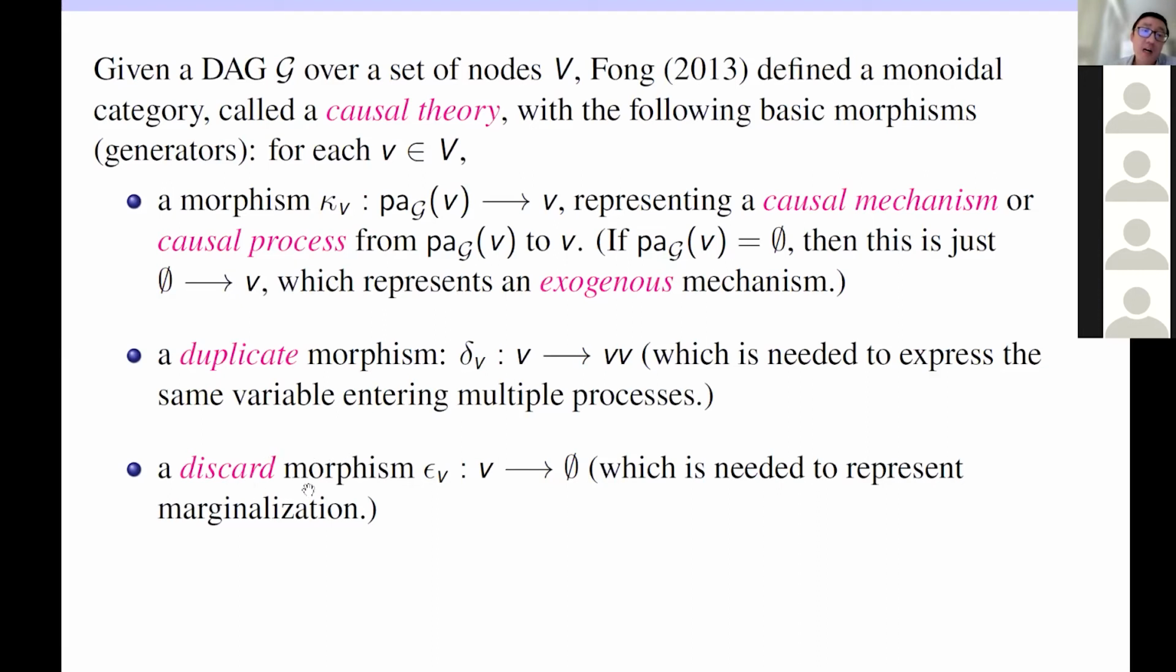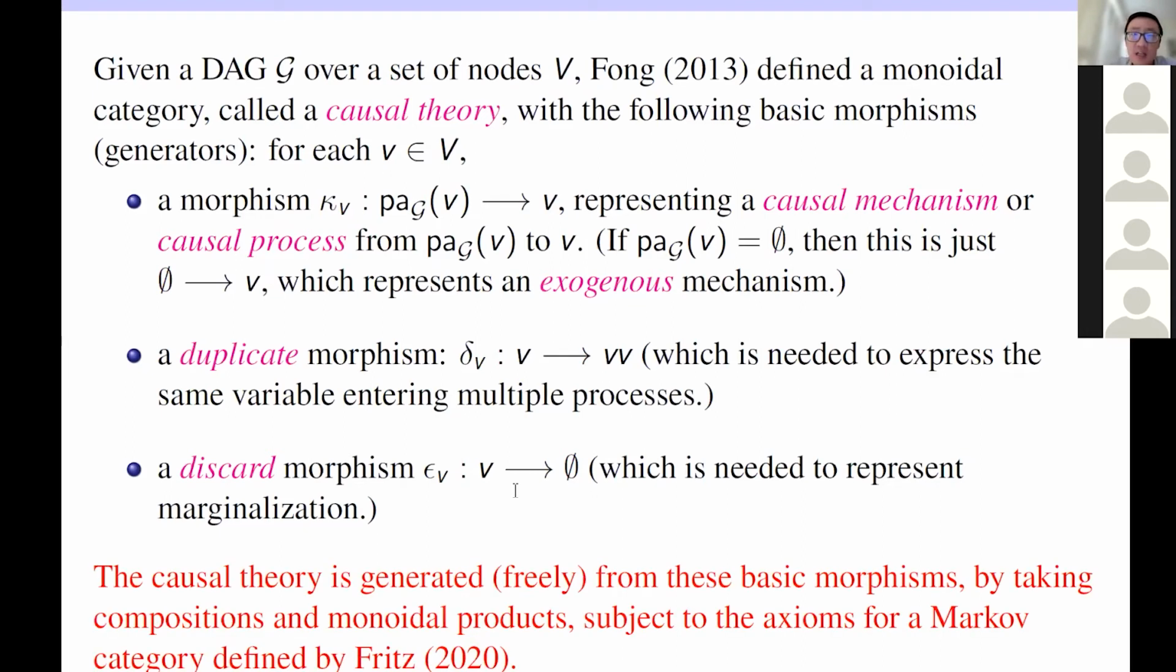And then there will be a discard morphism. The discard morphism is from this node to the monoidal unit, which is the empty set. This is needed to represent marginalization. When you do marginalization in this framework, you basically throw away some variable, or throw away the information of some variable, as Fang put it. So for our so-called causal theory, I won't bore you with the detailed formal definition because that would take too much time. But the basic idea is that from these basic morphisms, the so-called generators, we can generate a so-called free category by just taking compositions and monoidal products of these morphisms, subject only to a few axioms.